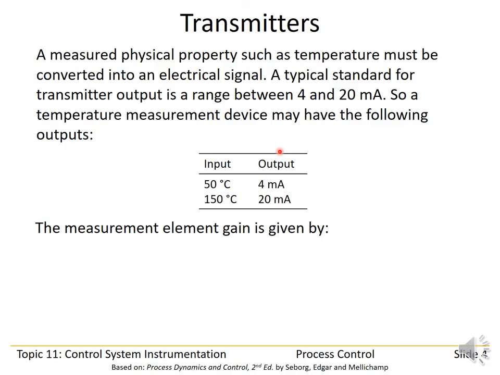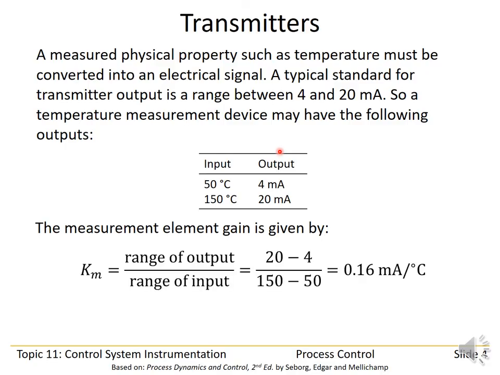Okay, assuming that you have thought about it for a moment, the answer is that we can define a measurement element gain by dividing the range of the output by the range of the input. So we take the range of the output is 20 minus 4, and the range of the input is 150 minus 50. And so the measurement element gain is 0.16 milliamps per degree centigrade.